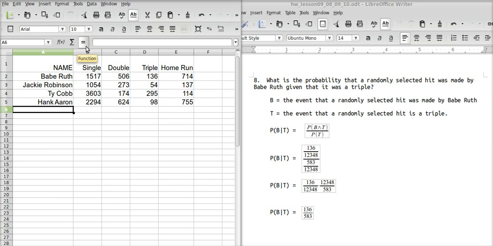Okay, in this example from lesson 9, this is problem number 8, and they give us this table of data here about baseball players and the breakdown of their hits as singles, doubles, triples, or home runs. And the question they were asked in number 8 is, what is the probability that a randomly selected hit was made by Babe Ruth given that it was a triple?